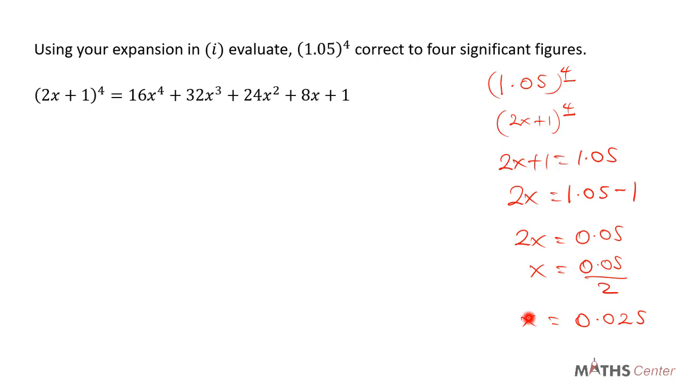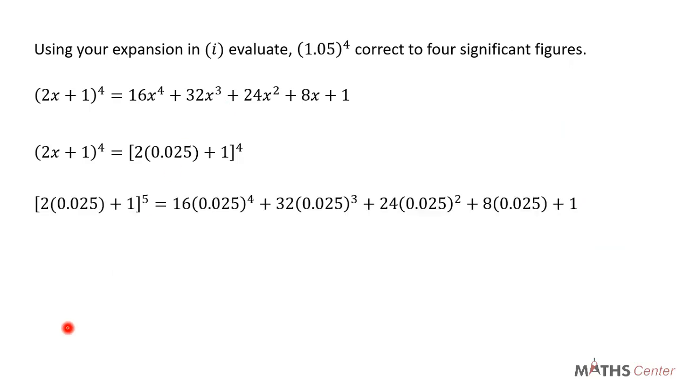So it means that if we want to use our expansion to evaluate 1.05 exponent 4, we will have to substitute x is equal to 0.025 into the expansion. So from what we have done here, we can see that 2x plus 1 exponent 4 will be equal to 2 times 0.025 plus 1 exponent 4. So by comparison, x will be 0.025. And so if we want the value of 1.05 exponent 4, we will have to substitute 0.025 into this expansion.